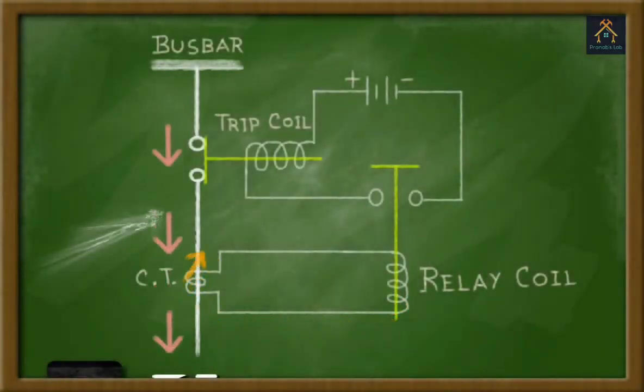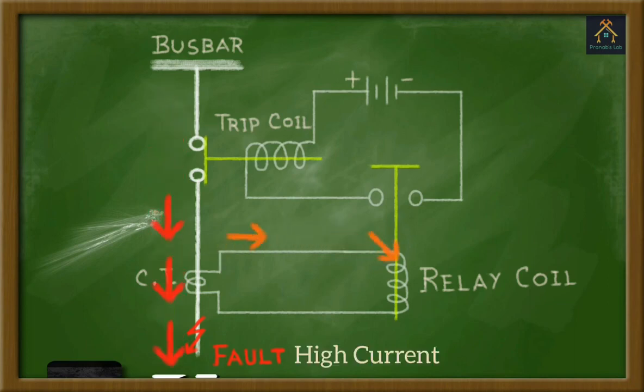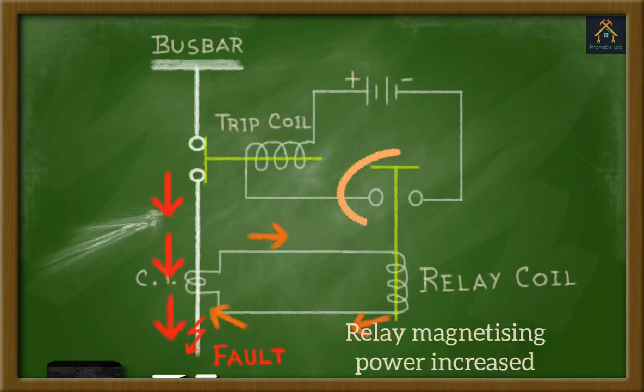Now let's assume a fault is occurred in the line. As a result, a huge amount of current will be flowed from the bus bar to the line. And according to the CT ratio, it will also carry a large amount of current from the CT to the relay coil. With the increase of the CT current, the magnetizing power of the relay is also increased and it attracts the plunger.